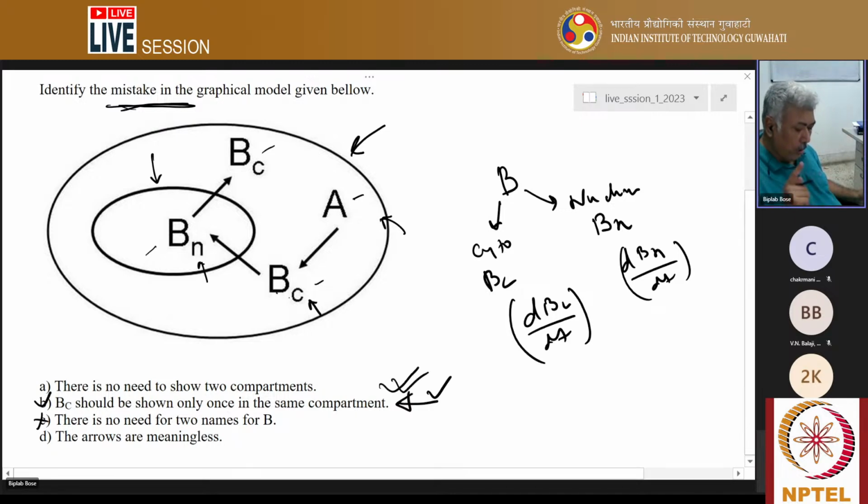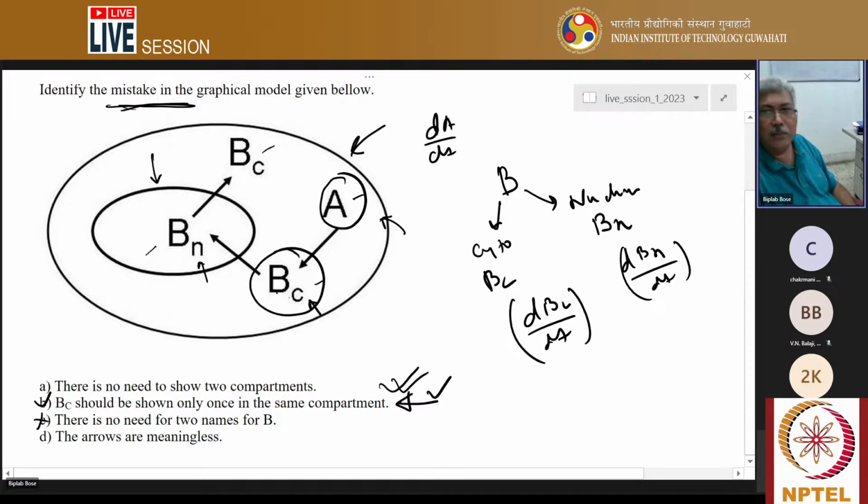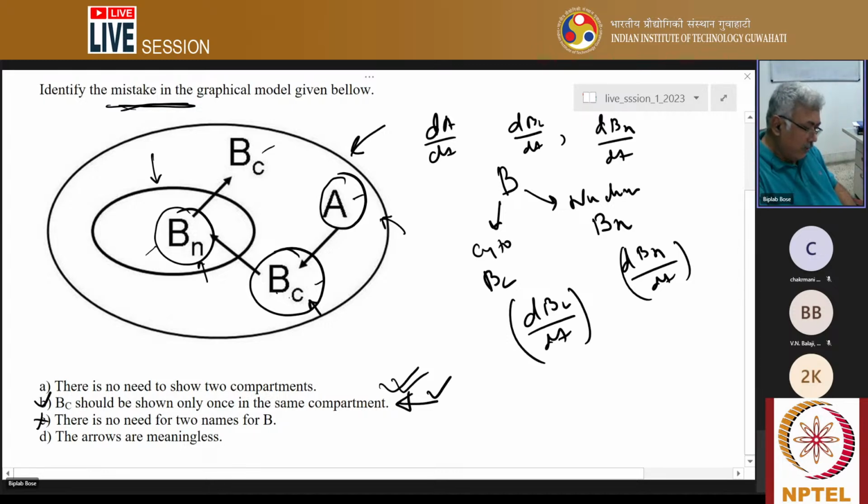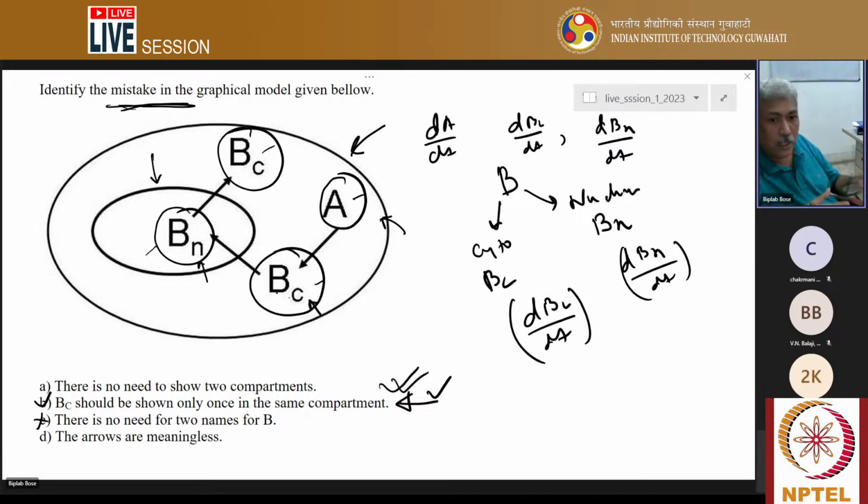Now look at the correct option, B. BC should be shown only once in the same column. The problem is what we have done. See, I will write an ODE for A, so dA/dt. I will write an ODE for this BC, which is created from A. I will write an ODE for BN. Now this BC is separately shown here, which is coming out of the nucleus BN. Do I have to separately track it? No, because it is coming back to the cytoplasm. So I should consider it as a part of the cytoplasmic B.